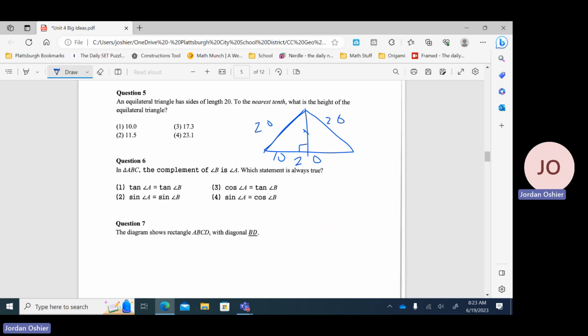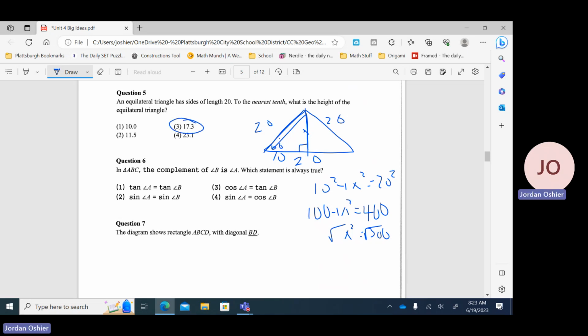There's multiple different ways to do this because you do know that this is a 60-degree angle, so you could use trigonometry, but I would just use Pythagorean theorem. So 10 squared plus x squared equals 20 squared, because 20 is my hypotenuse. 400, this is 100 plus x squared, so x squared equals 300. Take the square root on both sides, and the square root of 300 is approximately 17.3. There we go.